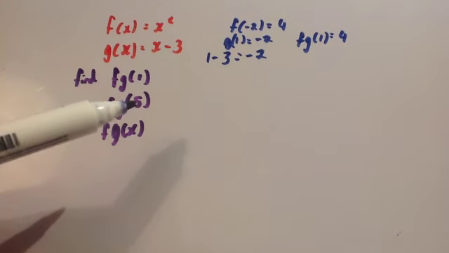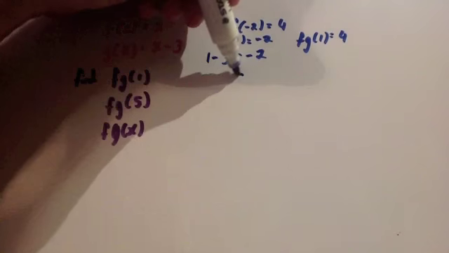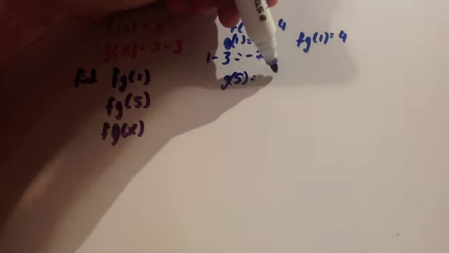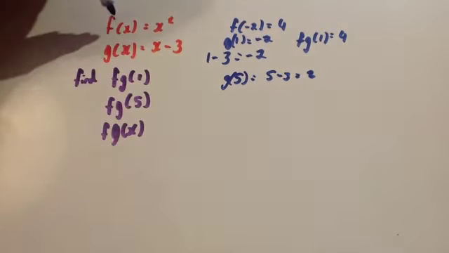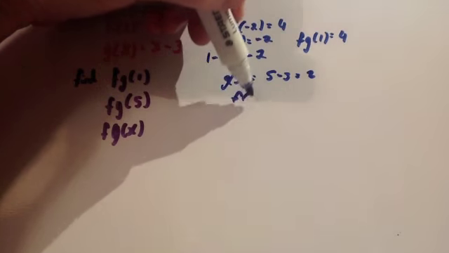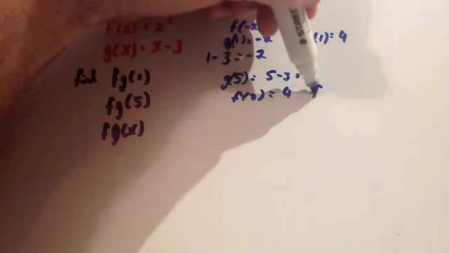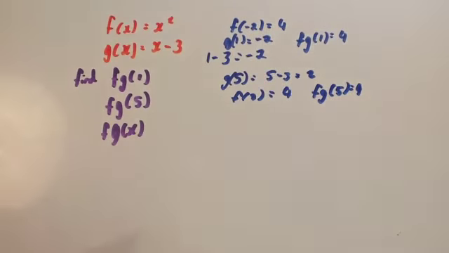So let's do fg of 5. So put 5 into g, so g of 5 equals 5 minus 3, which equals 2. And then we're going to put 2 into f of x, so f of 2 equals 2 squared equals 4. So fg of 5 also equals 4.